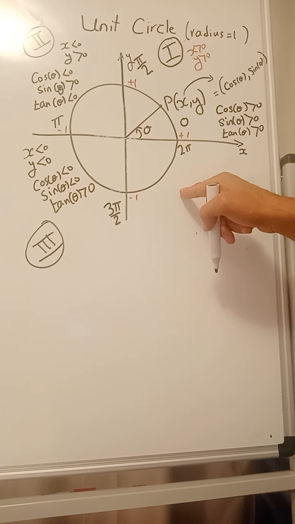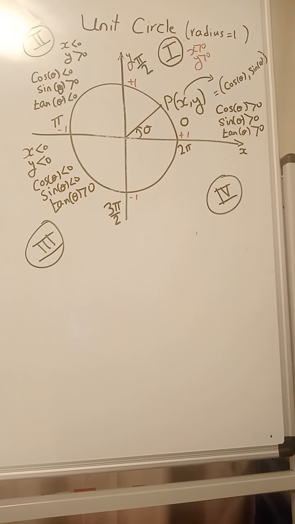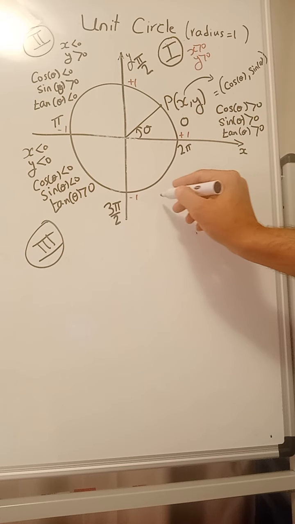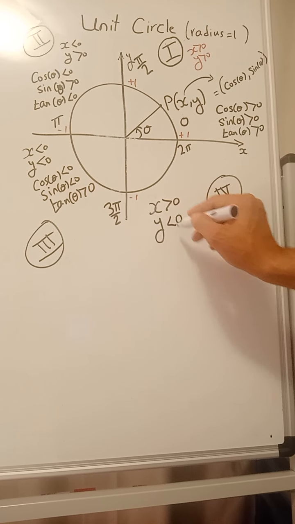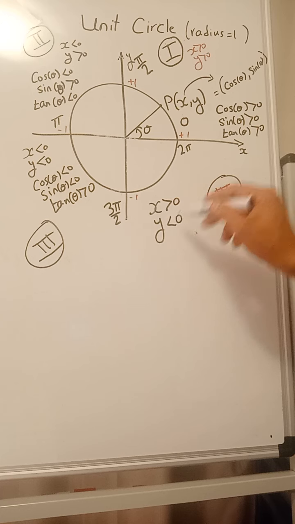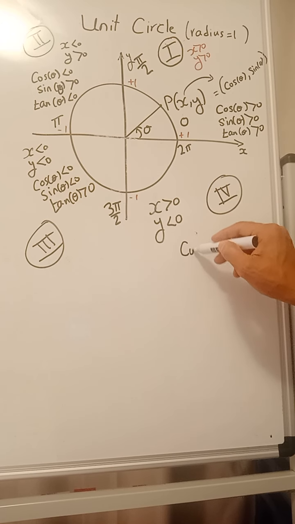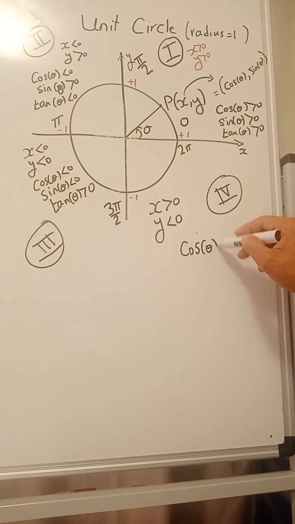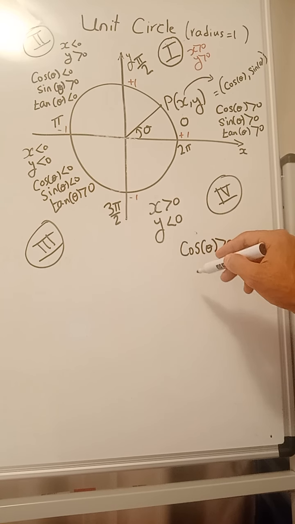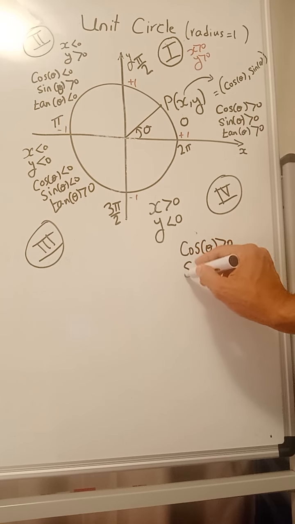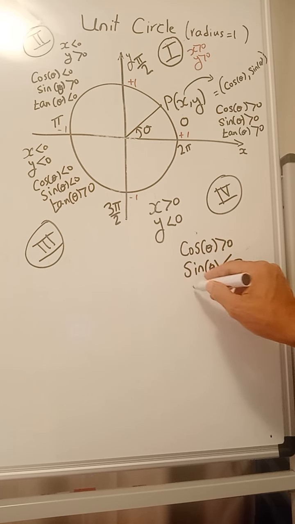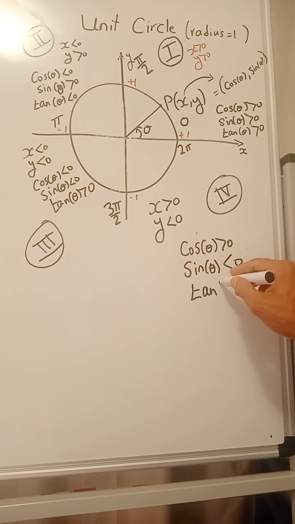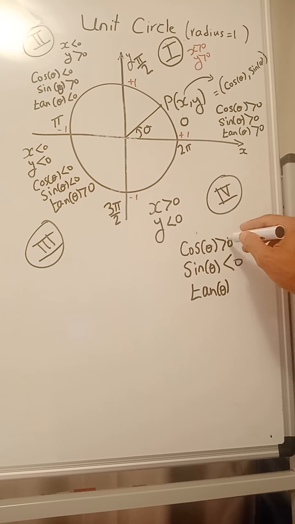Now we come to the fourth quadrant. In the fourth quadrant we have x is positive but y is negative. Let's see what happens. That means x, which is cosine of theta, is positive in the fourth quadrant, and sine of theta will be negative. Now that means tan of theta, which is sine over cosine, is gonna be negative over positive, which is negative.